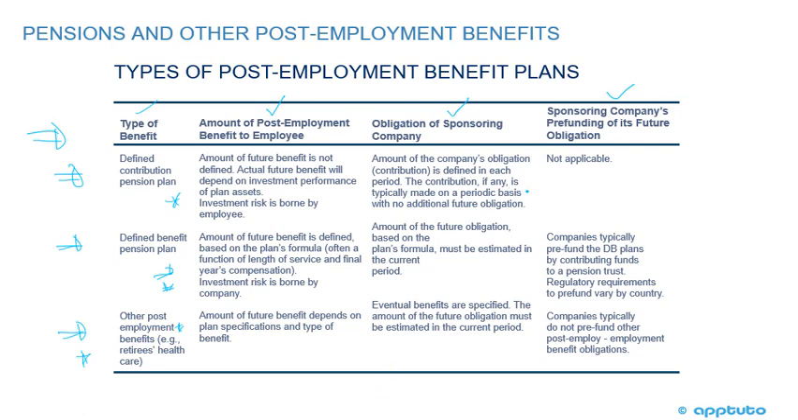The obligation of the sponsoring company, defined contribution, as we saw, the contribution, if any, is typically made on a periodic basis with no additional future obligation, so it's just a cash flow out. But with regards to a defined benefit, the amount of the future obligation is based on the plan formula, and there are a lot of estimates in the current period. With regards to pre-funding, defined contribution, not applicable. And with regards to defined benefit pension plans, companies typically pre-fund by contributing funds to a pension trust, and there are regulatory requirements to pre-fund. They vary by country.